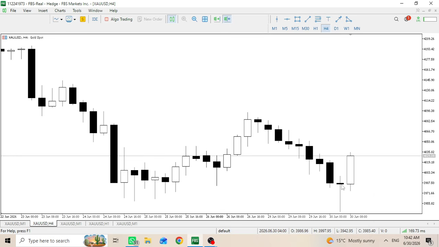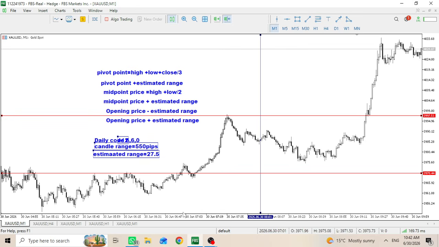If I take that 997.95, plus that 942.95, plus the closing price, which is 985.40, then divide by 3, I'm getting 975.43.